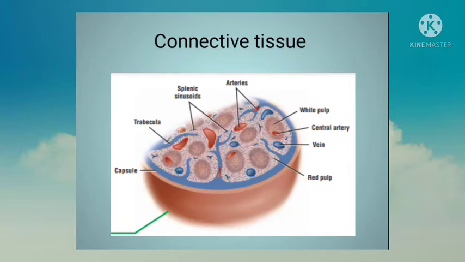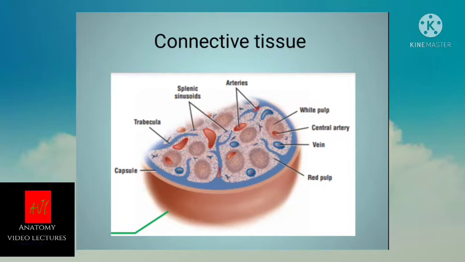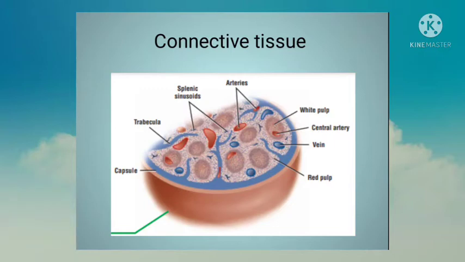That forms a network. The capsule and the trabeculae are made up of fibrous tissue in which elastic fibers are abundant. The spaces between the trabeculae are provided by a network of reticular fibers embedded in an amorphous matrix. Fibroblasts and macrophages are also present in relation to the reticulum. The intervals of the reticulum are occupied by lymphocytes, blood vessels, blood cells and macrophages.